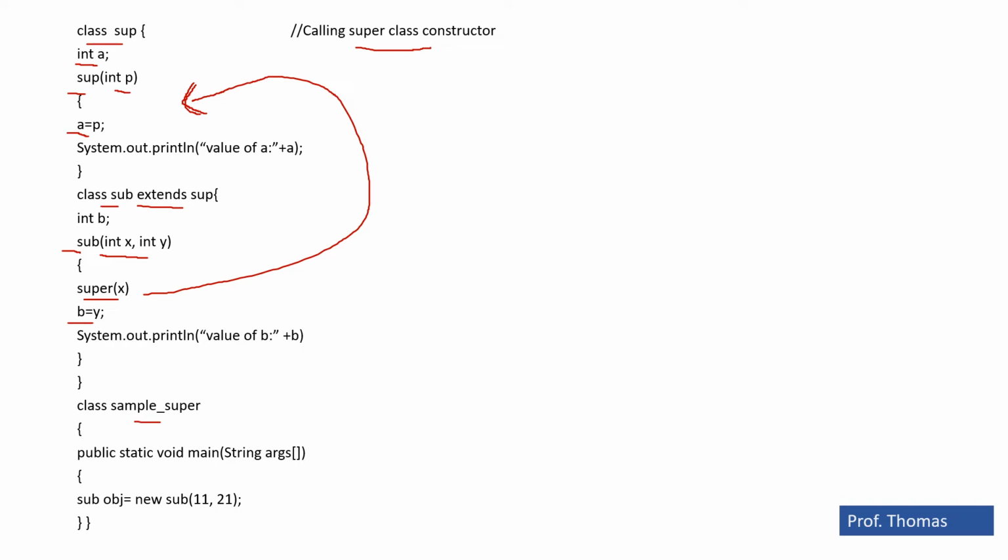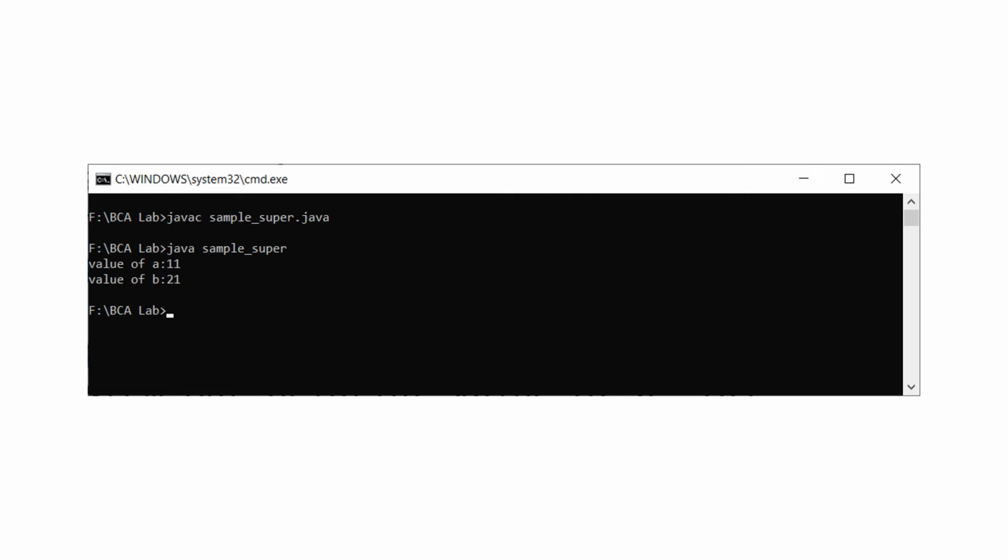In the main class, we just create the subclass object only. The Sub object is initialized with two values, 11 and 21. The 11 is assigned to the superclass variable and 21 is assigned to the subclass variable, b equal to y. Here we see the output of this program: the value of a equal to 11 and the value of b equal to 21.